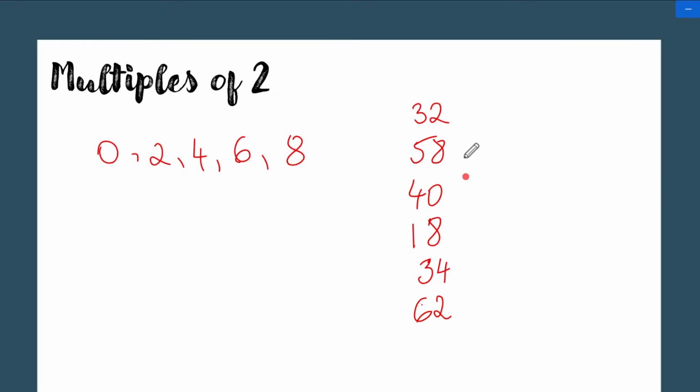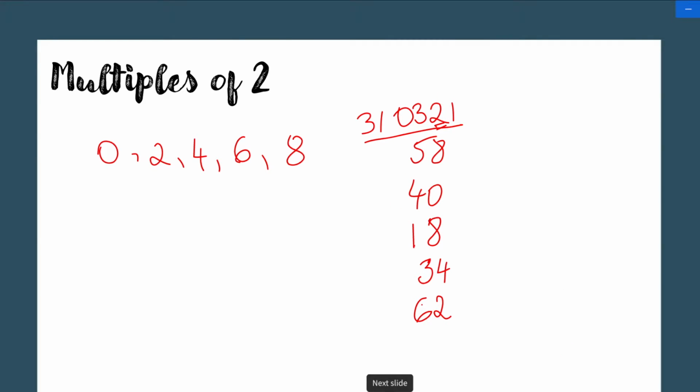And these numbers are divisible by 2, they're multiples of 2 because they end in 0, 2, 4, 6, and 8. If you put other digits in front of this, it's not going to change anything. It might change if you put your digits after. If I put 1, this number now is no longer going to divide exactly by 2. It's going to have a remainder of 1.